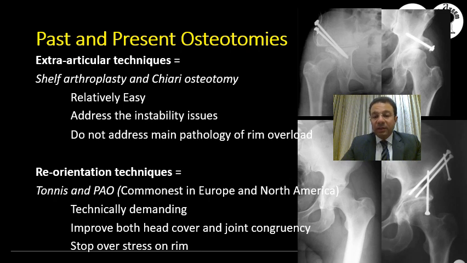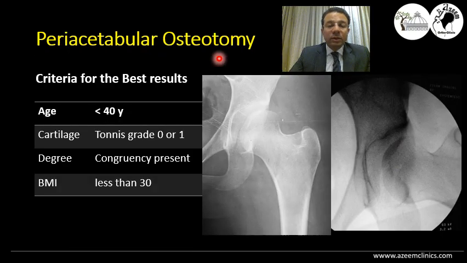However, the most popular are the reorientation osteotomies, like the Tönnis or the very popular periacetabular osteotomy, or the Bernese osteotomy, in Europe and North America. However, these types of reorientation techniques are technically demanding, but they address the pathology and stop the overstress on the rim.